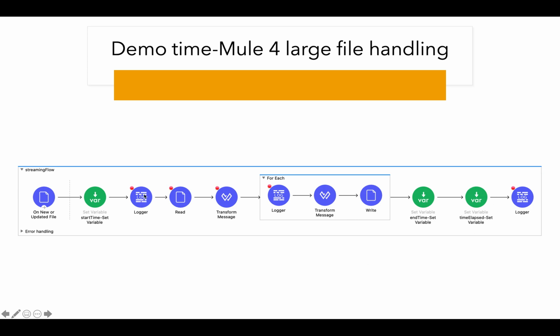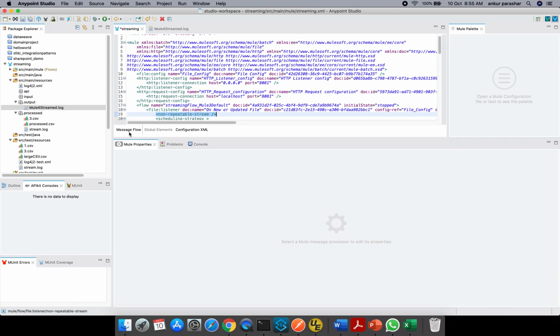Then there is a logger trying to read a particular file. I will transform it using the iterator. Then there will be a for each for all those payloads. We'll try to transform and write onto a particular file in append mode, and finally it will end with a logger. The main thing will be this file which I am going to read. It will be quite heavy in its size. The number of records will be quite long. So let's go back to our Anypoint Studio.